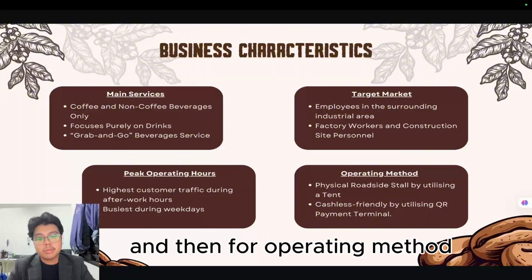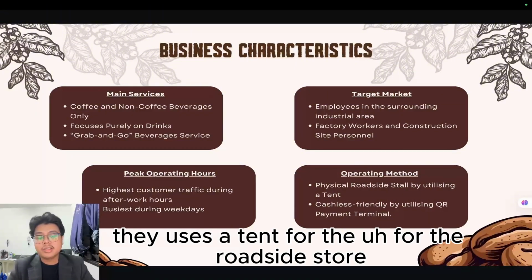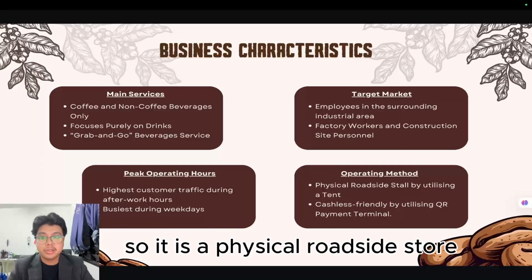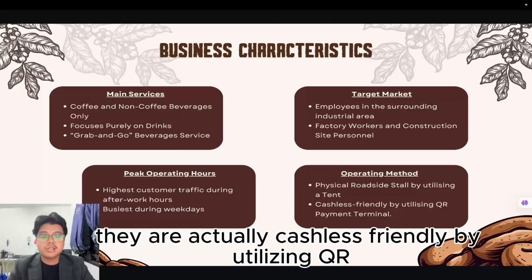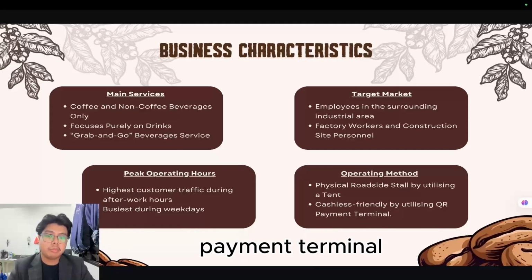For operating method, they use a tent for the roadside store. So it is a physical roadside store. They use Z10. For payment, they are cashless friendly by utilizing a QR payment terminal.